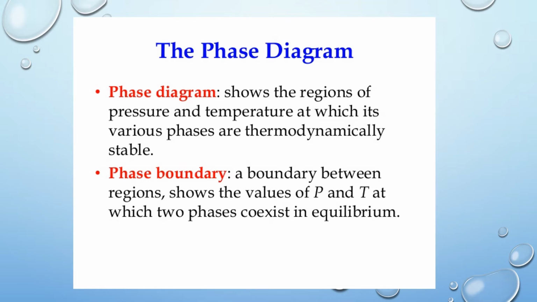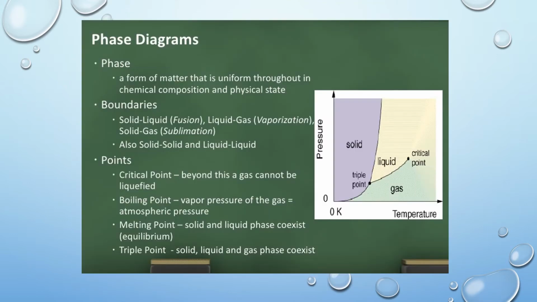The lines in the diagram represent the curves of the boiling, melting, sublimation and crystalline transformation points. Phase boundary is a boundary between regions showing the values of pressure and temperature at which two phases coexist in equilibrium. The phase diagram of a one-component system delimits the regions in which its individual phases exist at various temperatures and pressures. See the diagram given here.